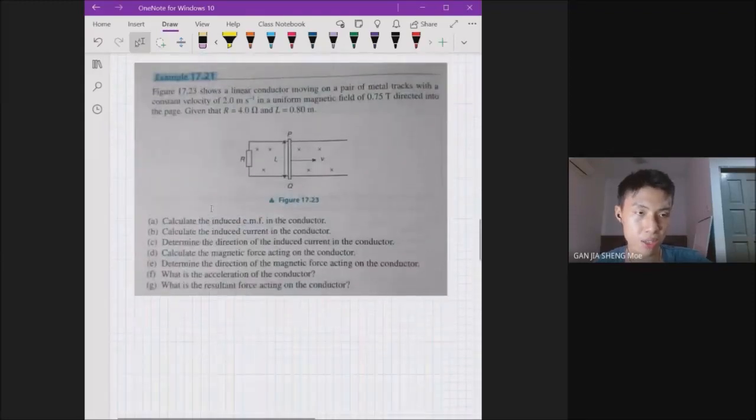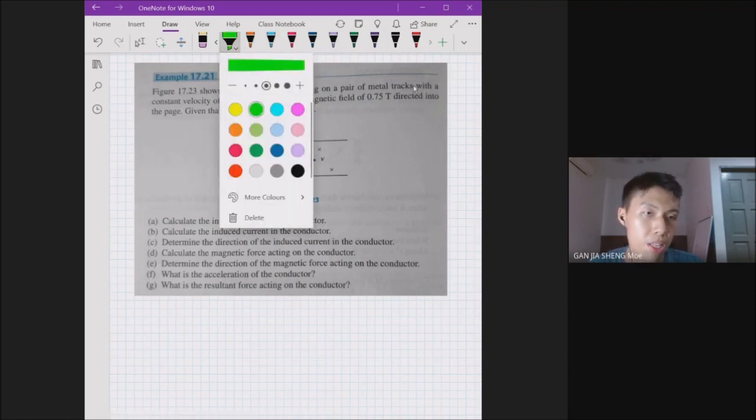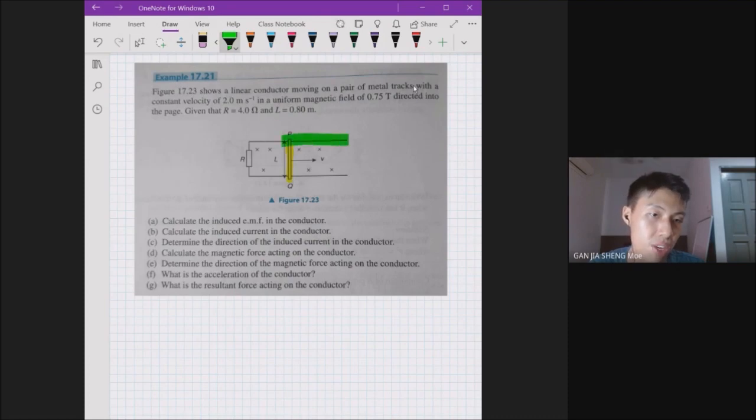So now let's move on to another question over here. This is example 17.21. Figure 17.23 here shows a linear conductor moving on a pair of metal tracks. PQ is the linear conductor over here, and it's moving on a metal track. The metal track is this shaped thing over here, not a full rectangle since it doesn't have four sides. This metal track is like a place for you to put your linear conductor.